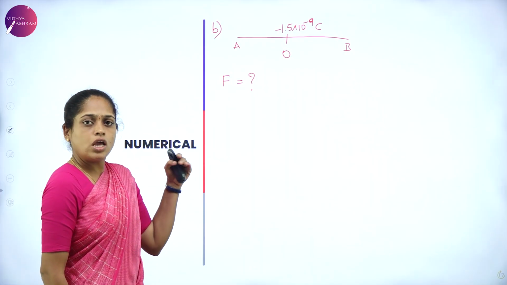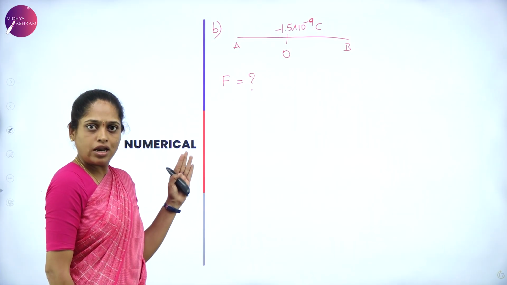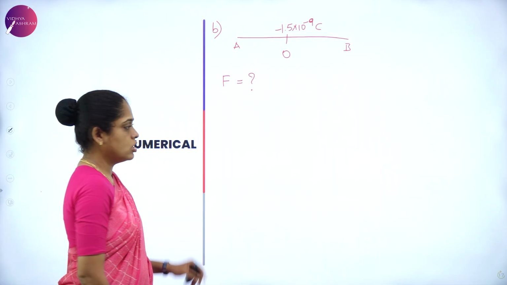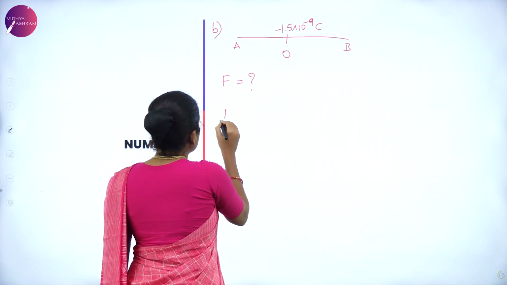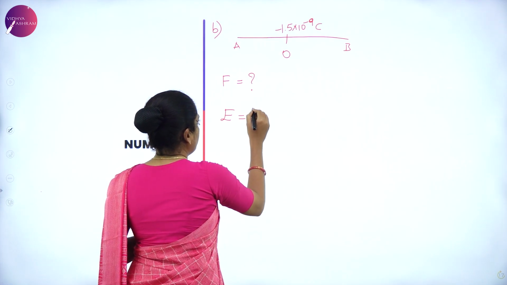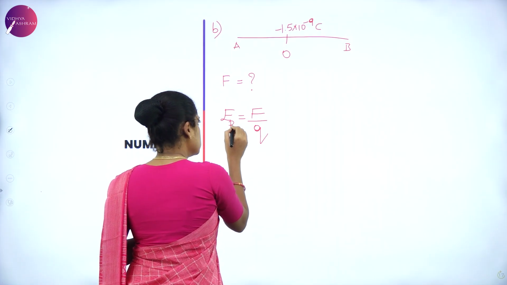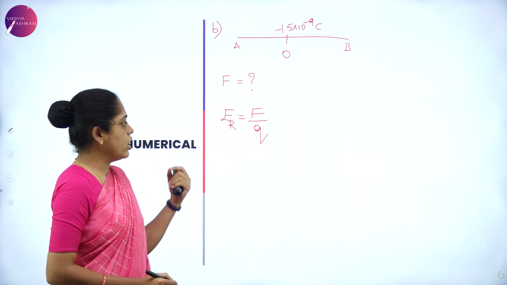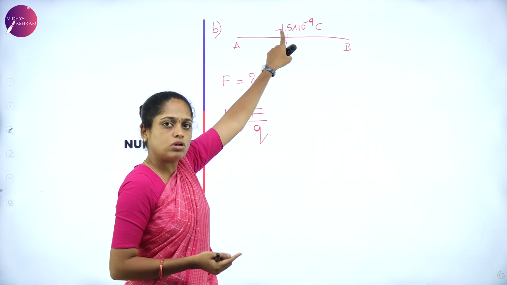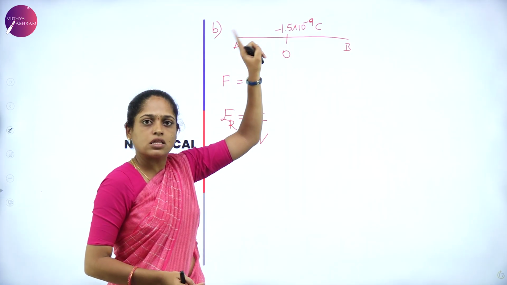Okay. In sub-question A, what did you solve? You have found the resultant electric field. Use that resultant electric field to find the force. Yes. How is this electric field related to force? Electric field is given by force per unit charge. So, the resultant electric field at the midpoint is equal to the force experienced by this negative test charge, that is minus 1.5 into 10 power minus 9 coulomb.